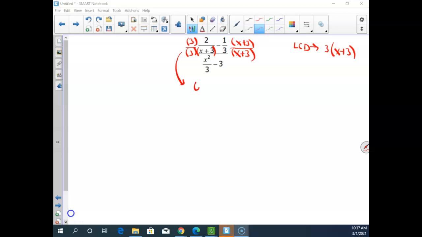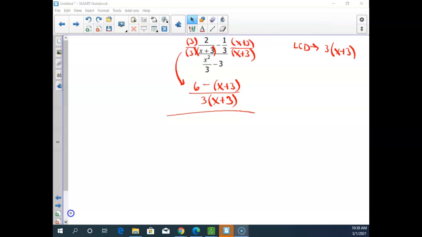So 3 times 2 is 6, and then that's minus the quantity 1 times x plus 3 is x plus 3, and all of this is over 3 times the quantity x plus 3. Now that they have a common denominator, we can just put them both over top of 3 times x plus 3. Okay, now let's look at our denominator.